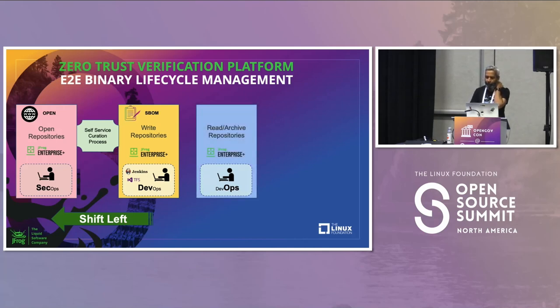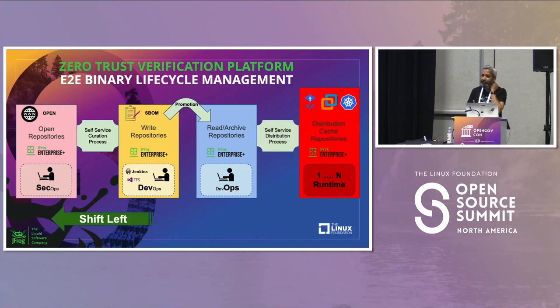And once the bits are available and you build a piece of software, you have access to the SBOM, you can promote the bits to the read or archive repositories, like read-only repositories that could be safely distributed to your runtime, right? That could be Kubernetes or VMs or whatnot. But the process of distribution from your read-only repository to your runtime also needs to be tamper-proof, meaning you need to securely distribute the piece of software from your read repository to the distribution cache.